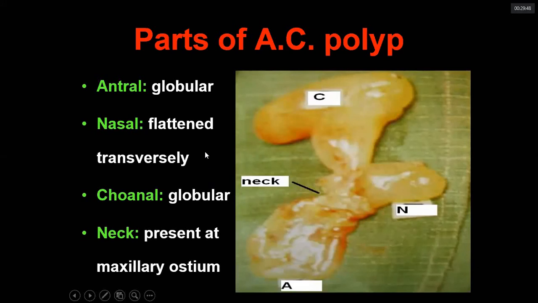A is the antral part, which is globular and present in the antrum, in the maxillary sinus. The nasal part is flattened transversally. Similarly, the choanal part is also globular, and the neck is present here at the maxillary ostium. So these have three parts: the antral part, the choanal part, and the nasal part. And in the nasal part, there is the neck where it is coming out from the ostium. So there are three parts.